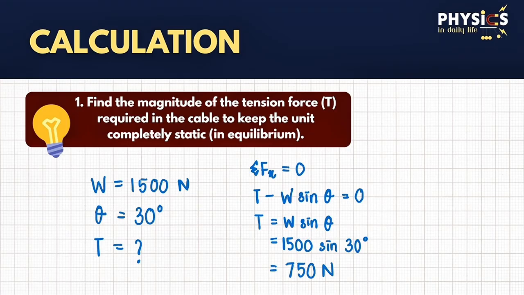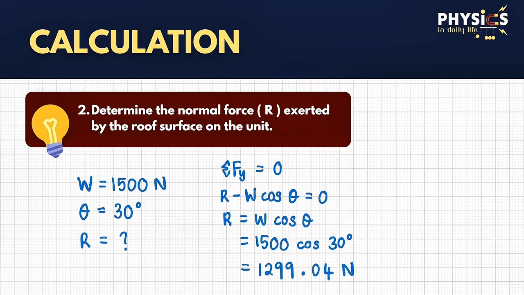This tells us that the safety cable experienced a constant pulling force of exactly 750 newtons just to keep the unit from accelerating down the roof. The second question asks to determine the normal force R exerted by the roof surface on the unit. Now, let's examine the perpendicular direction, our y-axis. Here, the normal reaction force of the roof R pushes outward, opposing the gravitational force pressing the unit into the deck.